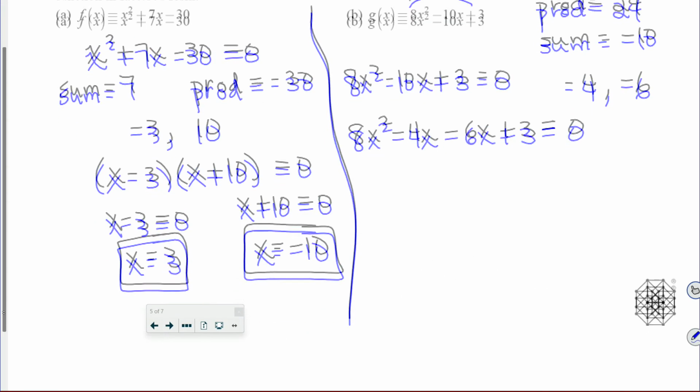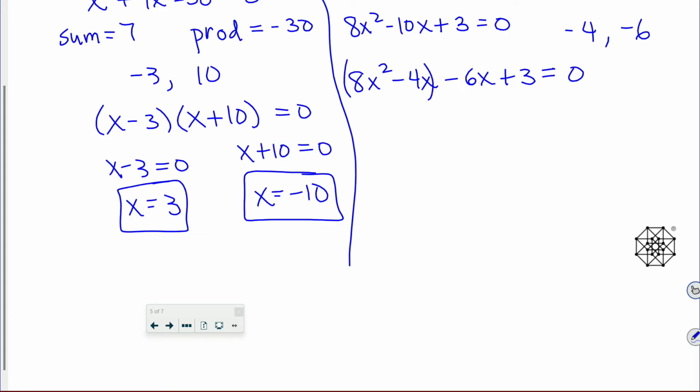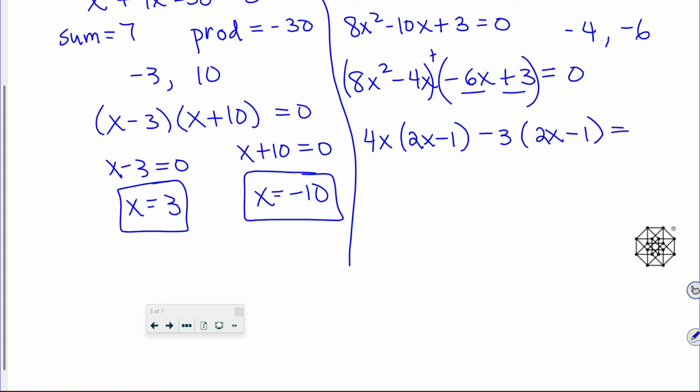Let me move that out of the way. We now can group with a little plus sign in between there. I'm going to pull a 4x out of both of those. That's going to leave me with 2x minus 1. And here, I'm going to have to pull out a -3 from both of these, also leaving me with a 2x minus 1. Remember, the method of factoring by grouping only works if these two binomials at the end are the same. I can now rewrite this as 2x minus 1 times 4x minus 3 is equal to 0.